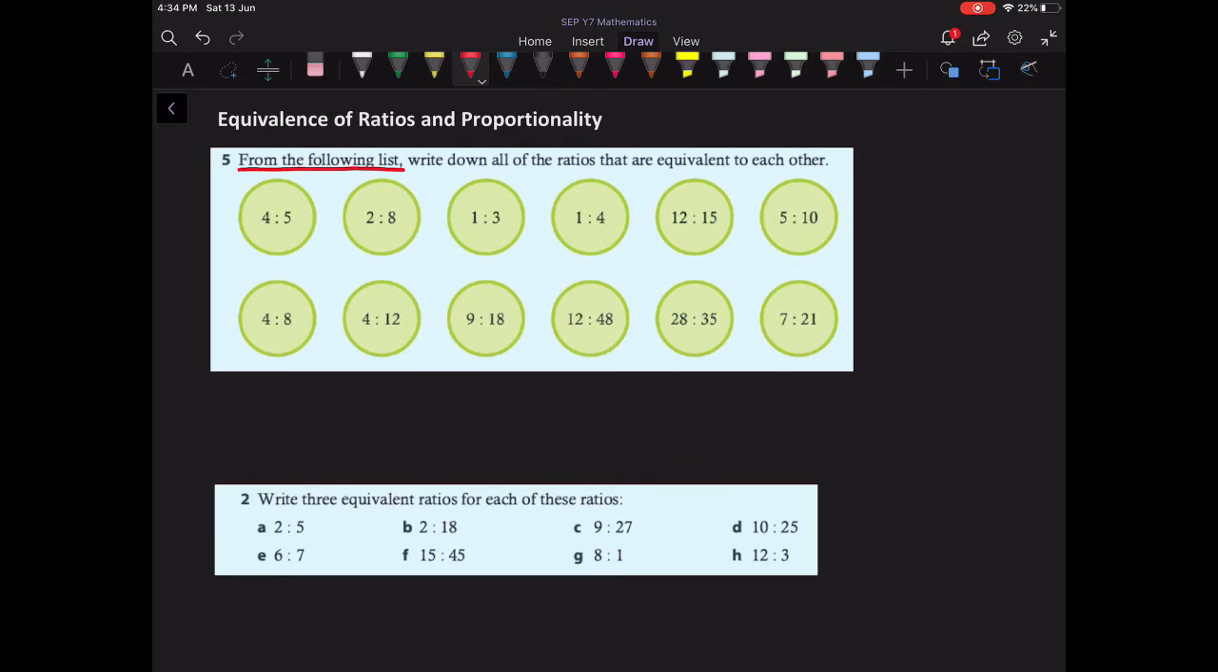Let's practice equivalence of ratios and proportionality. From the following list, we have to find equivalent ratios. I have found 3. 1:3 is equivalent to 4:12 is equivalent to 7:21. Pause the video and find other equivalent ratios.